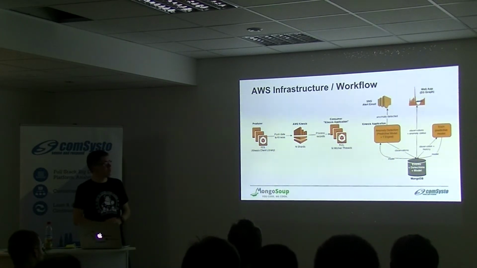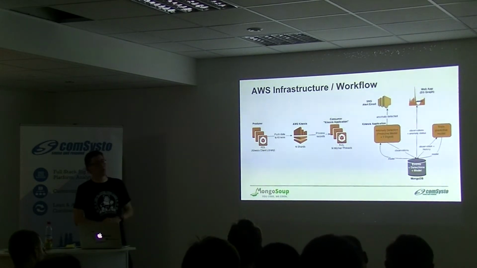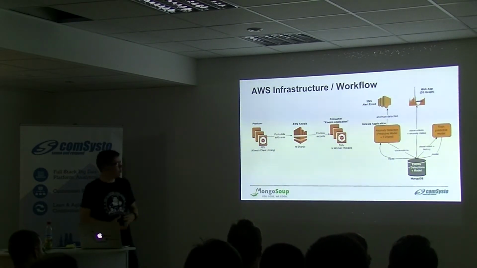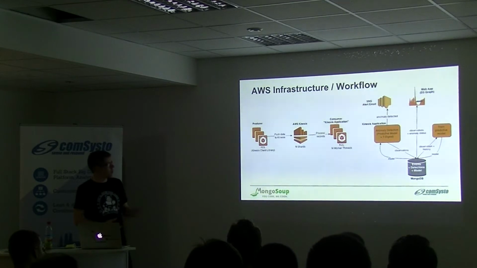And every data source can be assigned to a partition key, and this partition key is then assigned to a certain shard, and so you can scale. But I will explain it later on in more detail. And on the right side of this Kinesis stream, we have consumer applications. They're called Kinesis applications, these consumers. And for every shard, the Kinesis client library automatically creates a new thread which processes the data.